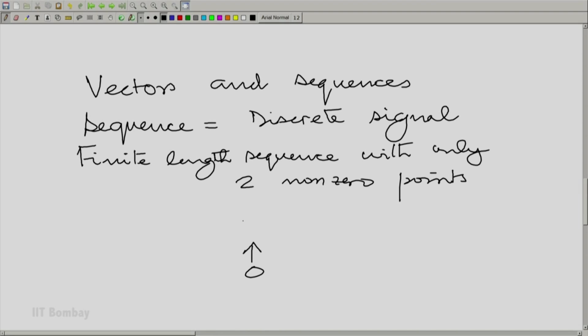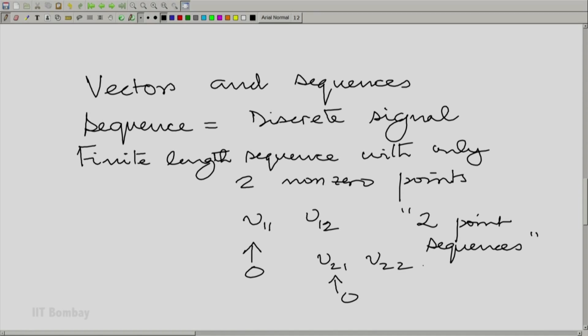So, you could, for example, think of V11 V12 as a 2-point sequence, and so also V21 V22. So, what I am trying to point out is that you could think of the 2 vectors that we drew a few minutes ago, V1 and V2, as two 2-point sequences, and you could think of 3-point sequences, 4-point sequences, 10-point sequences.